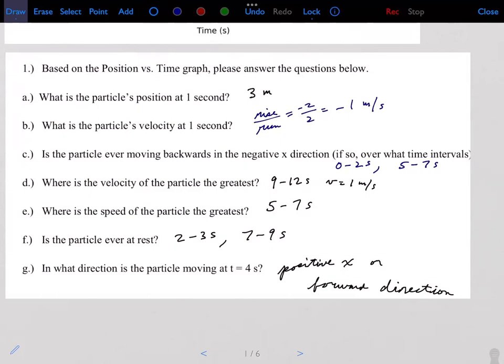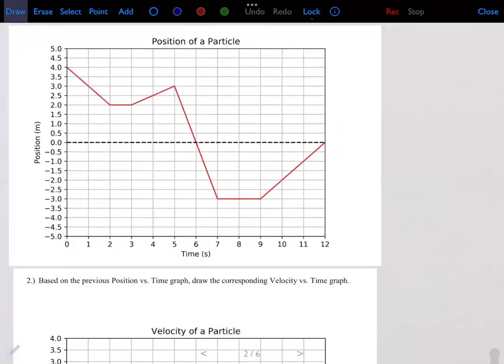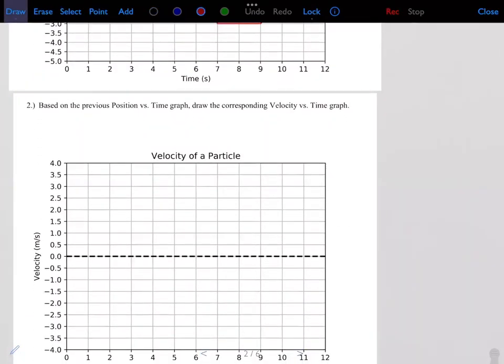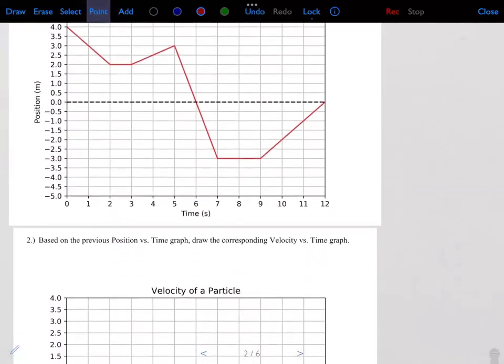Okay, next. So given that same position versus time graph, let's draw the corresponding velocity versus time graph. So I need to draw all these velocities. Well, notice that they're constant over these time intervals, right? So if I calculate the slope here, we already did that, right? It goes down, the rise is -2, the run is 2, so this is like a -1. So that means the slope, or the velocity over that time interval, will be -1, like this. Then from 2 to 3, it's 0, right? The slope is 0, so the velocity is 0.